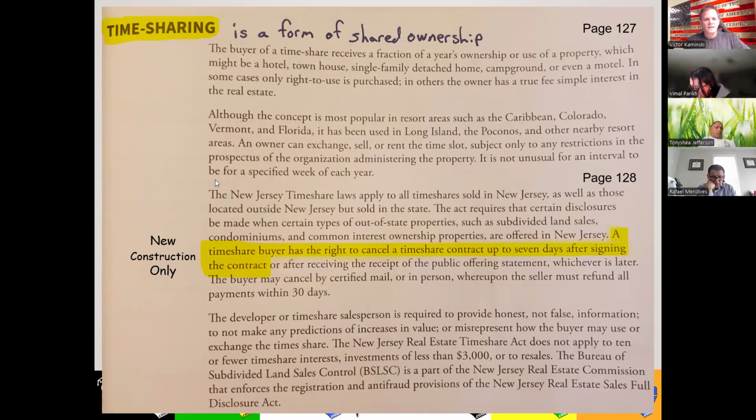So timeshares. Anybody ever hear of timeshares before? Time sharing or timeshares? It is a form of shared ownership. So I want you to write that. Time sharing is a form of ownership. It is shared ownership.